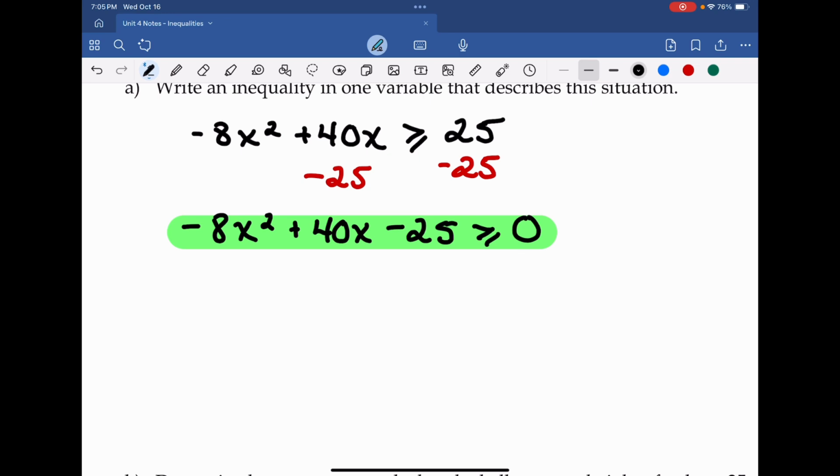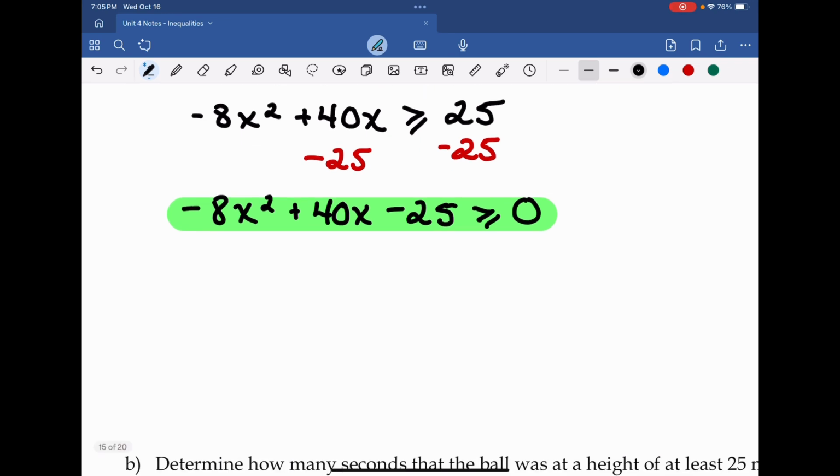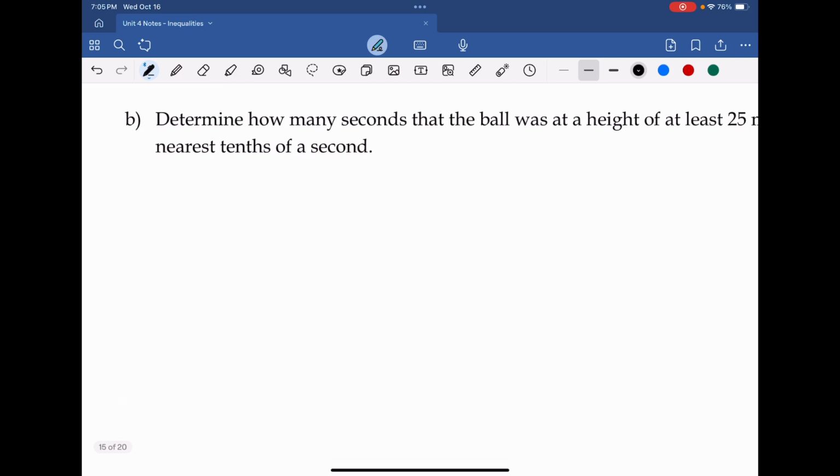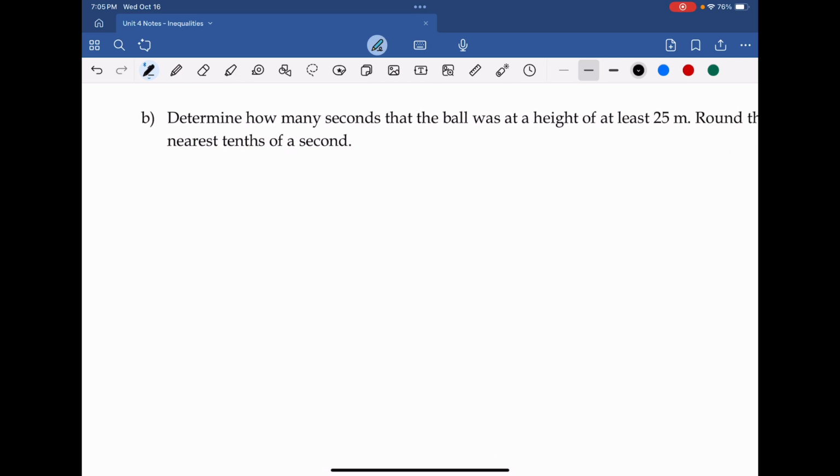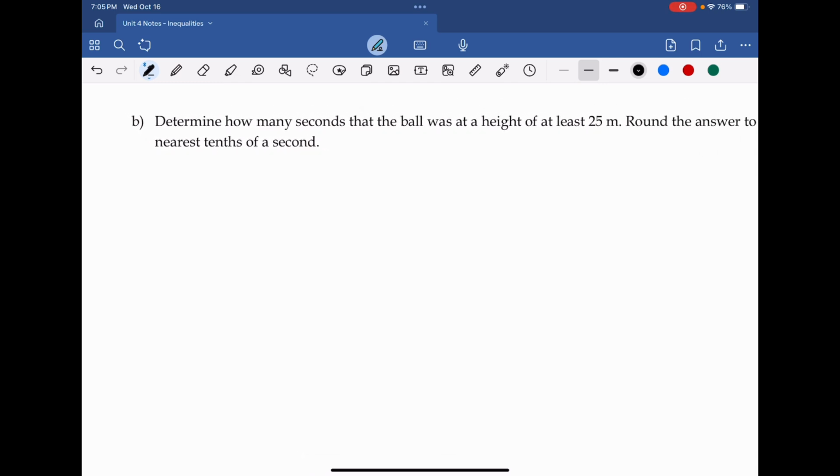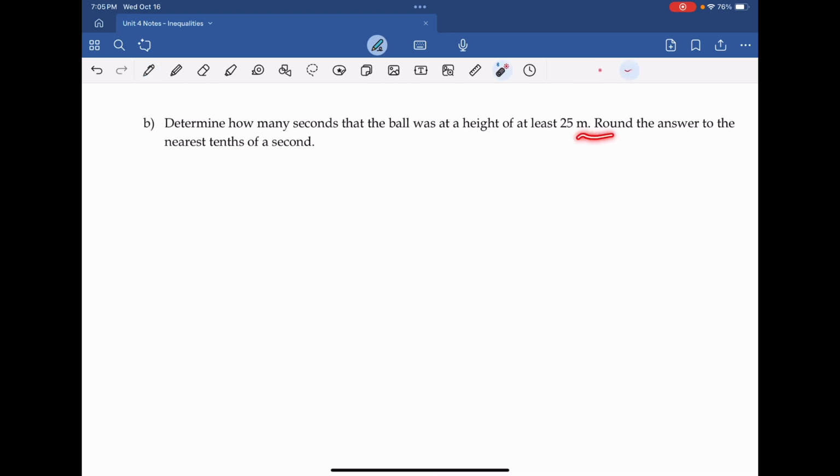So what I want you to do at this point is use the quadratic formula. We're going to use it in this specific section here. The indication you should use the quad formula is within the problem itself. They say determine the answer and round to the nearest tenth of a second. As soon as they say anything about rounding, you're probably not going to factor this unless it ended up being some sort of really nice fraction.